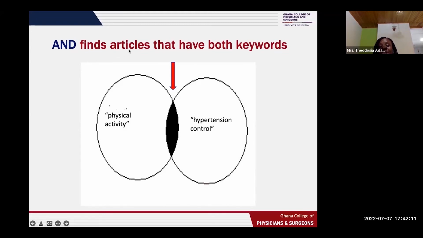So AND finds articles that have both keywords. The literature retrieved will be the intersection of the 2 sets: papers that have both physical activity and hypertension control. So the AND operator tends to give very relevant results, but it also gives fewer results. This should inform our search as we go on.